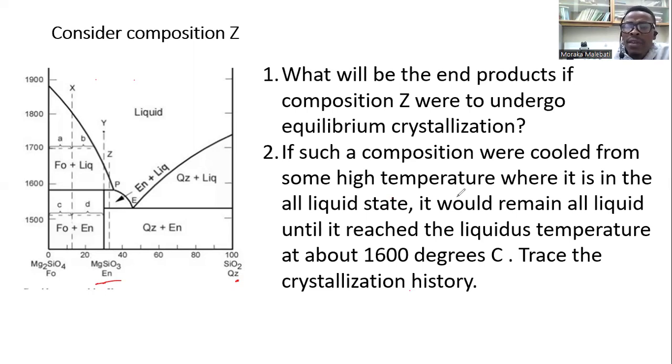Okay. Now, if such composition were to be cooled from some high temperature where it is in the all liquid state, it will remain all liquid until it reaches the liquidus temperature at about 1600 degrees Celsius. Trace the crystallization history. So if composition Z were to be cooled to this temperature of 1600, somewhere here, at this temperature crystals of phosphoride will start to crystallize or to precipitate.